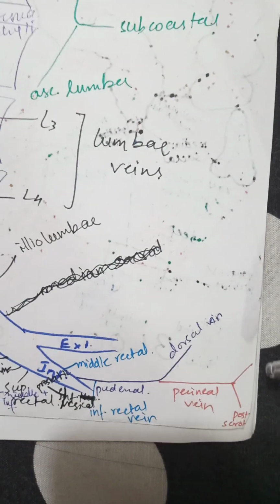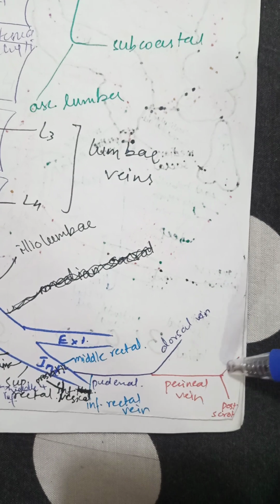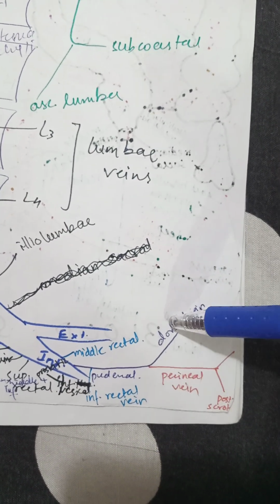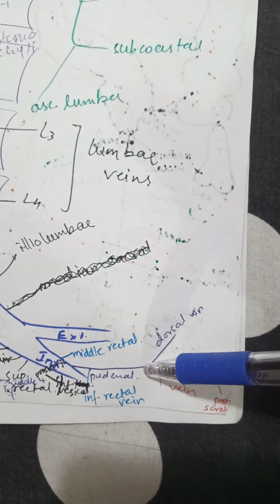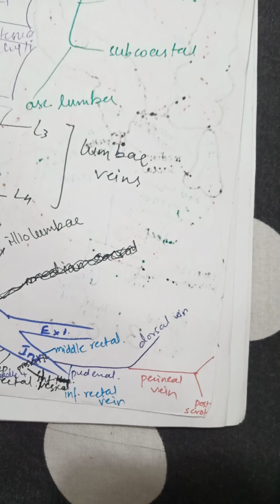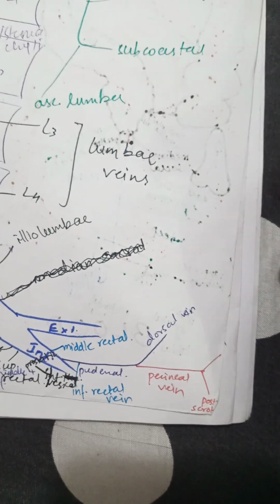You can see it is formed when the posterior and transverse perineal branches unite to form the perineal vein, and the perineal vein combines with the dorsal vein to form the internal pudendal vein, and the inferior rectal vein also drains into the pudendal vein. This was all about the pudendal vein.